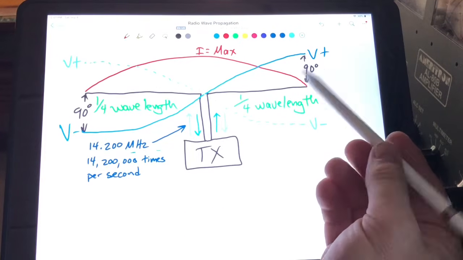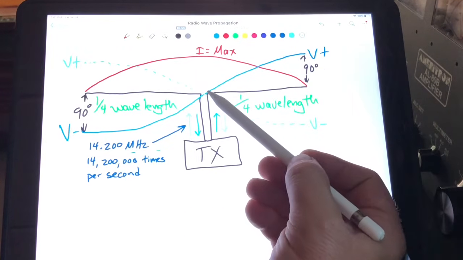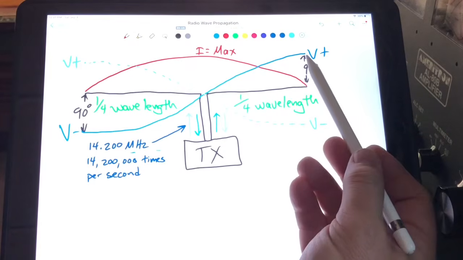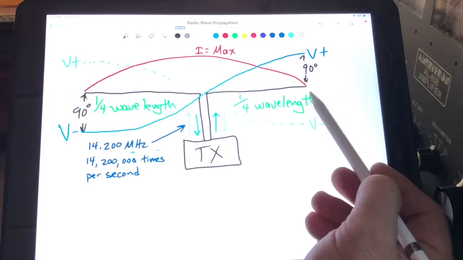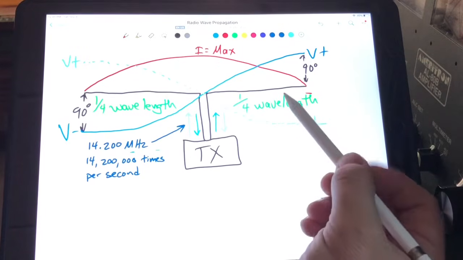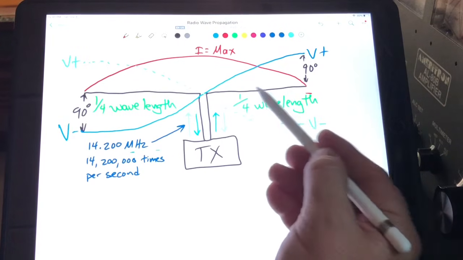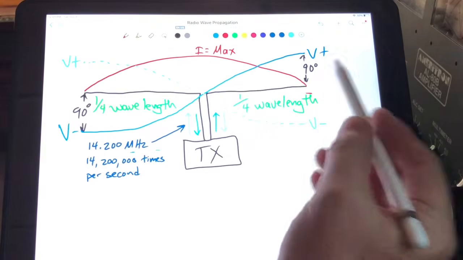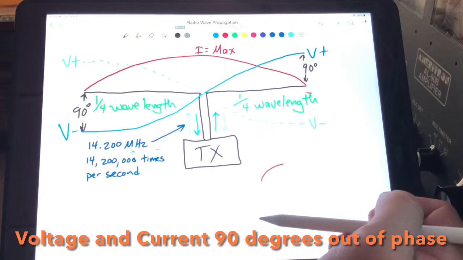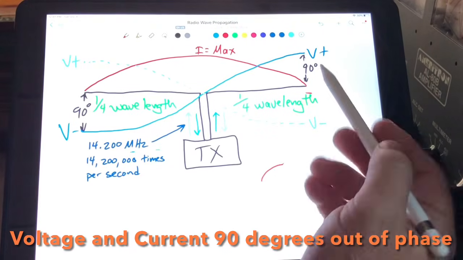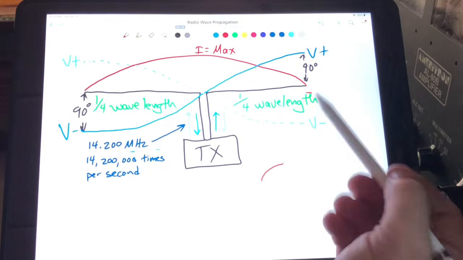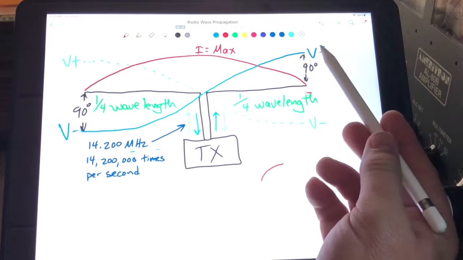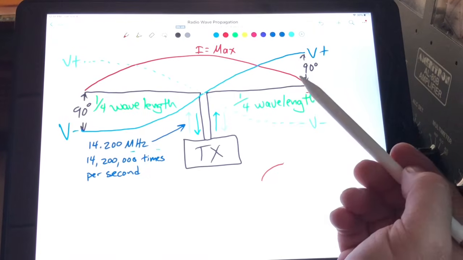The 90 degrees, well, what's happening is, if you see here, the voltage is at zero here and maximum here. The current is at maximum here and zero here, and that is, if you think about it, that distance there represents 90 degrees of the sine wave. Okay? So what's happening is the voltage is at a maximum on the end of the wire where the current is at a minimum. So that could shock someone.